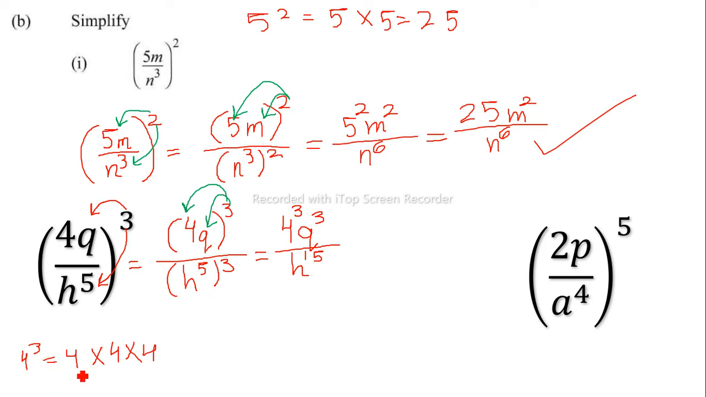And we know that 4 times 4 is 16, times 4. It's going to be 64. And so this equals 64 q cubed, divided by h to the power of 15. I get that. You got that?